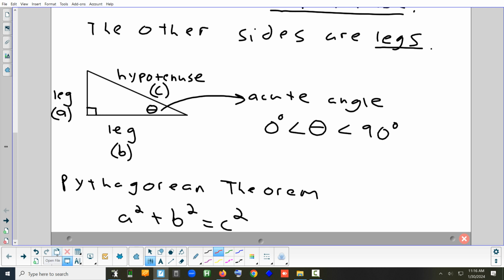Remember, this is a Greek letter, and a lot of times we don't know an angle in trig. We always use a Greek letter to basically name it temporarily. What is that Greek letter? Theta. Yep. And it has to be between 0 and 90 degrees.